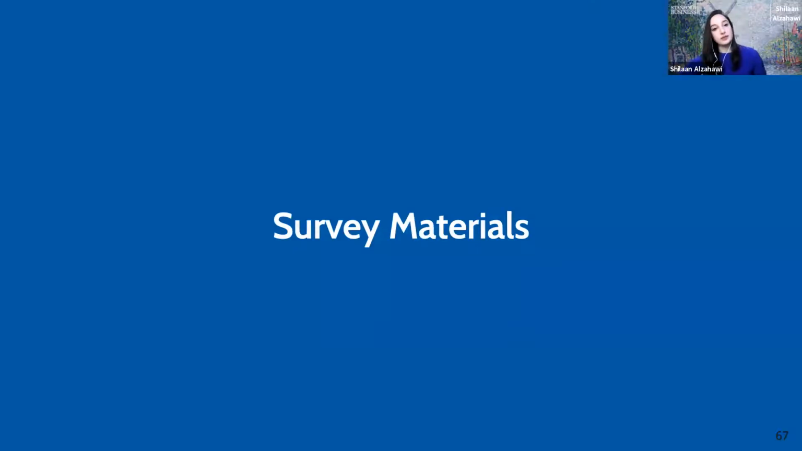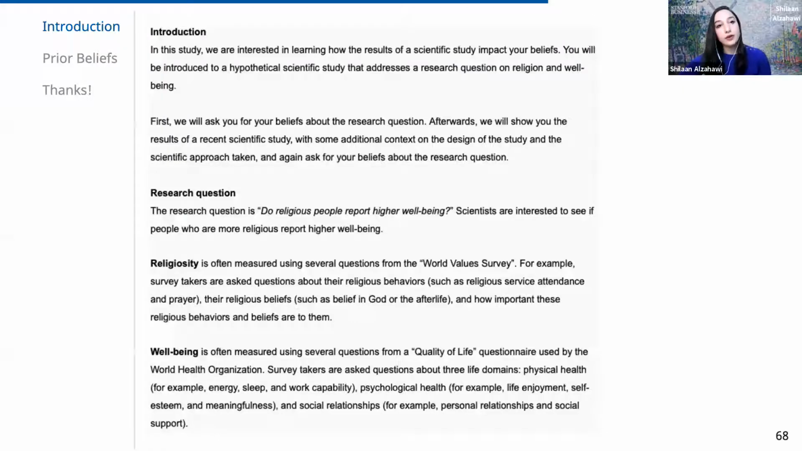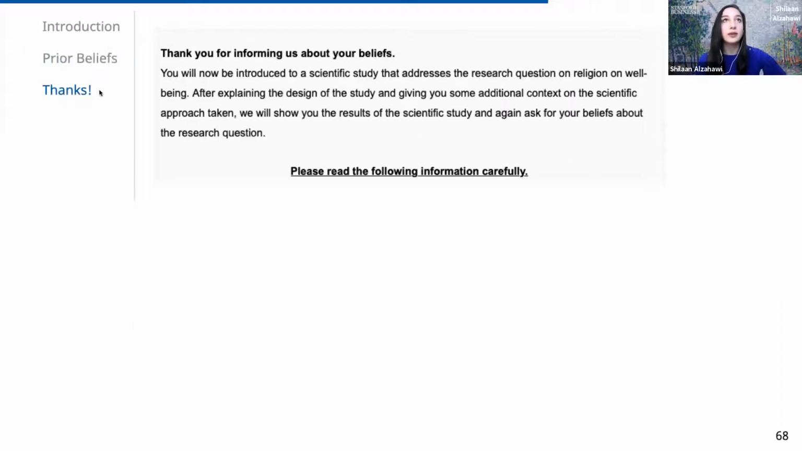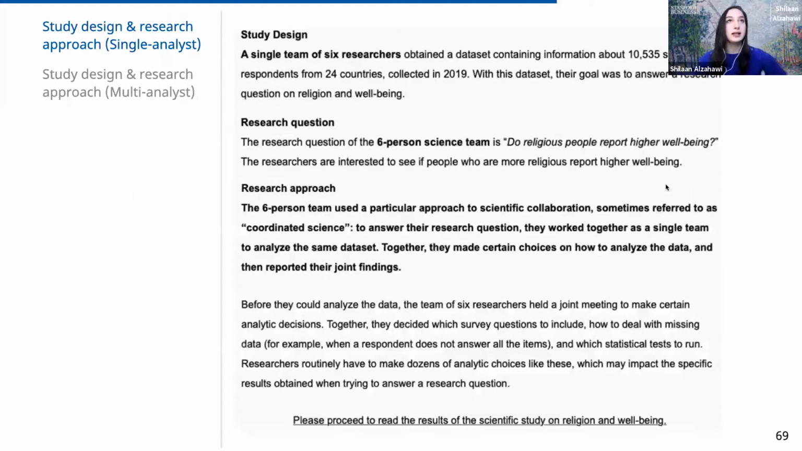So I'll go through the survey materials now, the experience of participants through this study. They're first introduced to the study. So we tell them that we will ask their beliefs about a research question. We tell them that the research question is, do religious people report higher well-being? We give them brief information about how religiosity and well-being are measured. Then we ask them for their prior beliefs on a slider from 0 to 100%. How likely do you think it is that people who are more religious generally report higher well-being? We thank them for informing us and then proceed to the study design and research approach.